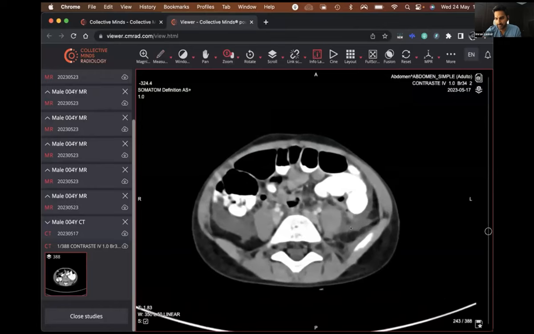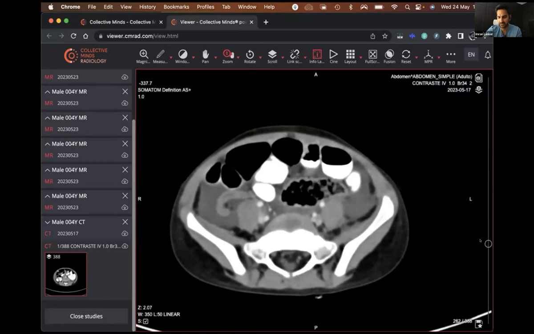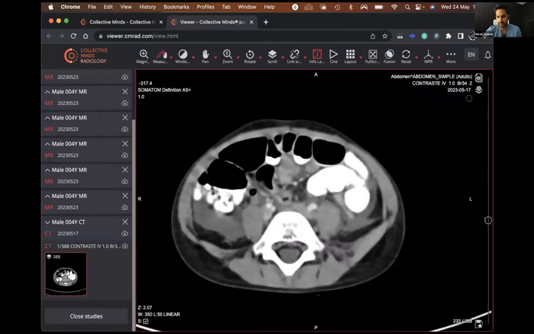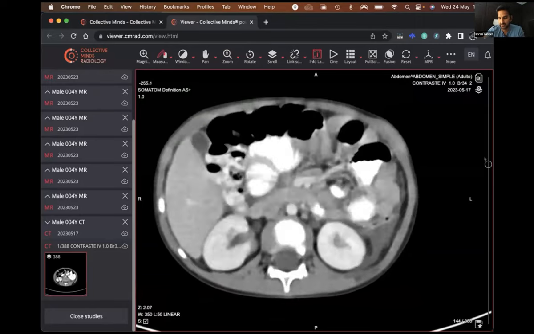It looks a bit hypervascular or enhancing a bit too much for me, because you can see how hyper-enhancing that is. So let's, that there, yeah? When you scroll through that, it just feels like it's hyper-enhancing too much. I'd be concerned that there could be an underlying appendicitis.